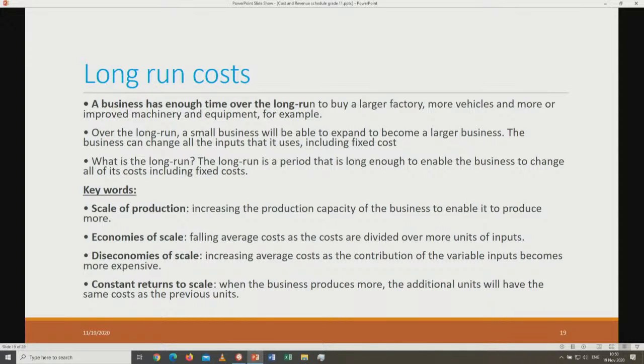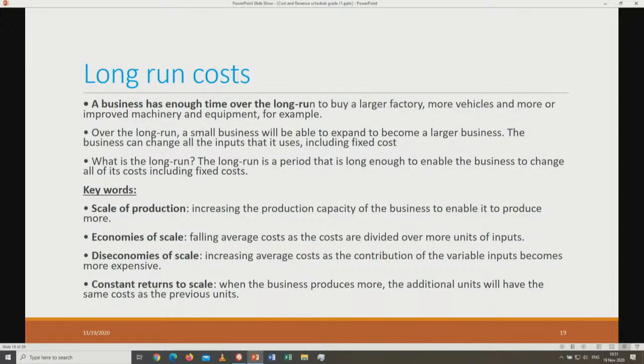So the business can change all the inputs that it uses. Even those that were fixed in the short run will now change in the long run, especially when the business is considering expanding. So what is the long run? The long run is a period that is long enough to enable the business to change all of its costs, including fixed costs. Even those fixed costs that the business was paying are now going to become variable in the long run.